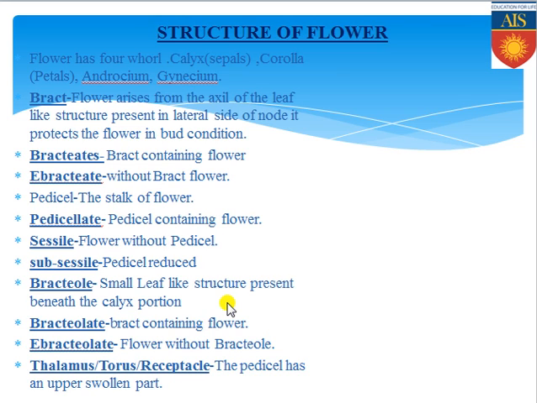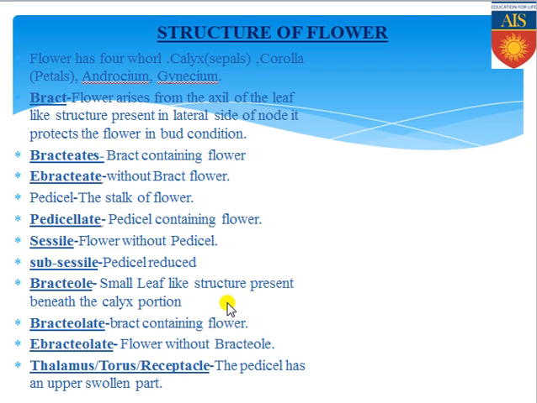So let's start. First of all, before starting the floral whorls, we need to know the basic structural features of the flower. We all know the flower is composed of four floral whorls, or four floral parts, and from outside to inside those are calyx, corolla, androecium, gynoecium. Calyx is the outermost portion, which is green in color and is responsible for keeping the floral parts inside when it is in the bud condition.